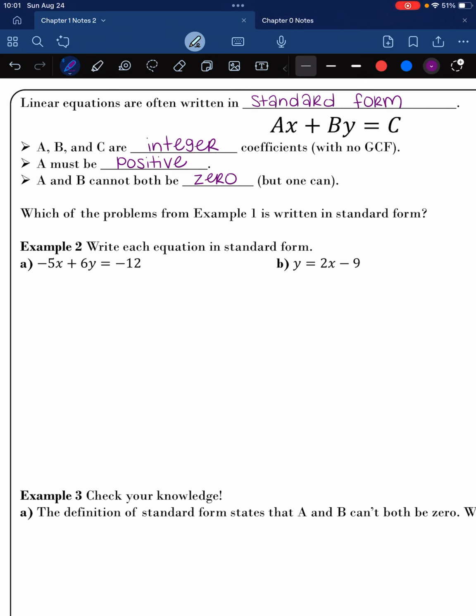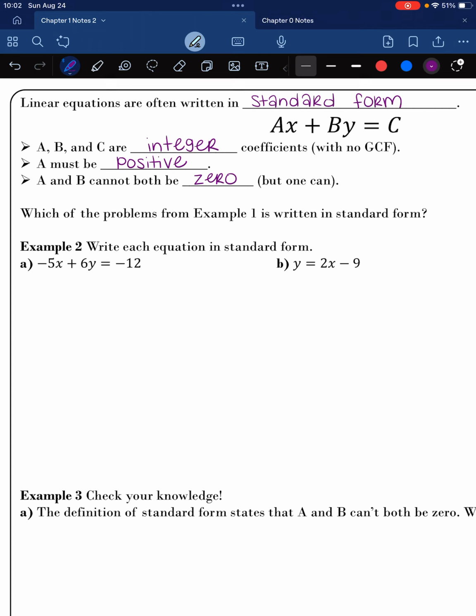Okay, another rule is that a must be positive. So if a is negative, I need to go ahead and multiply everything by a negative, change all those signs, so that way a is positive. And the last rule is that a and b cannot both be 0, but one of them's allowed to be. And we'll talk about that in an example coming up.